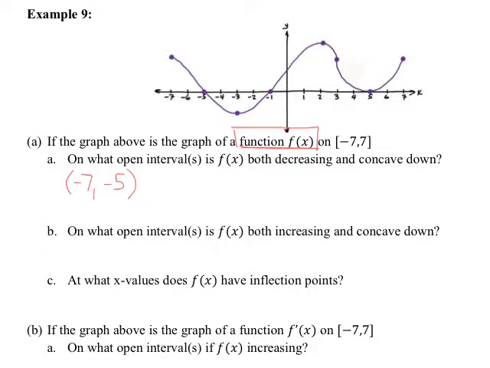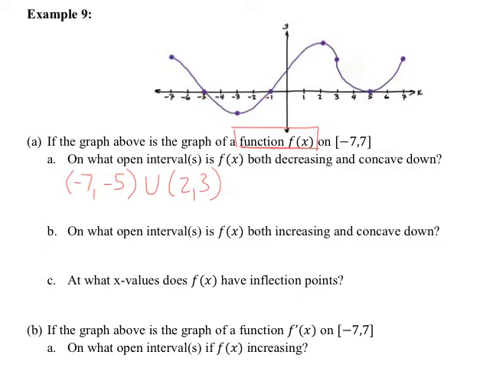And also 2 to 3. It's definitely more clear with the 2 to 3 portion that's concave down. I'm going to assume this is concave down and this is concave up.